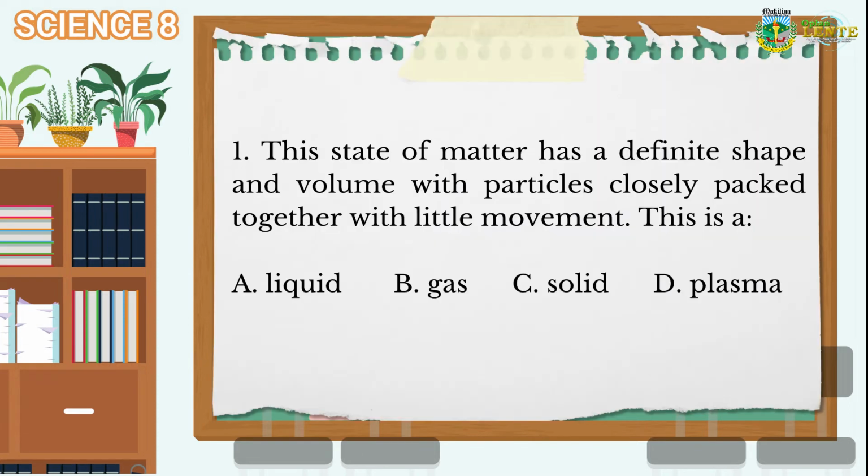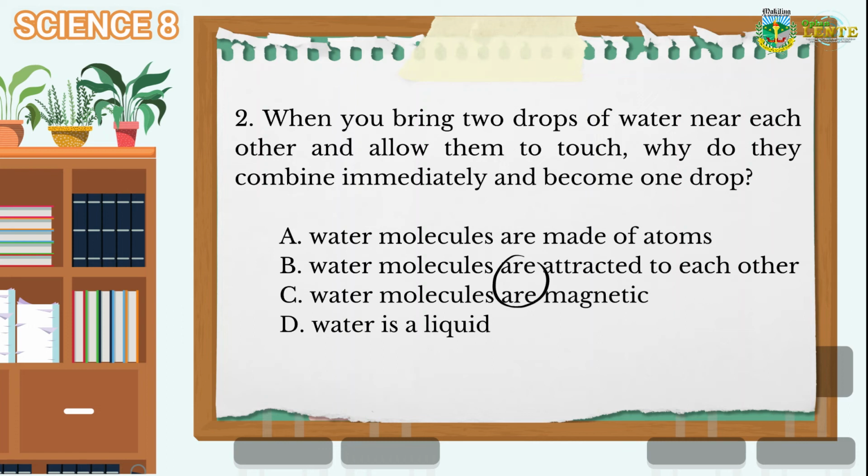Number 1. This state of matter has a definite shape and volume with particles closely packed together with a little movement. This is A. Solid. Number 2. When you bring 2 drops of water near each other and allow them to touch, why do they combine immediately and become 1 drop? Water molecules are attracted to each other.